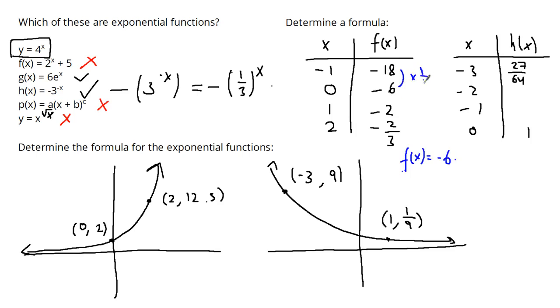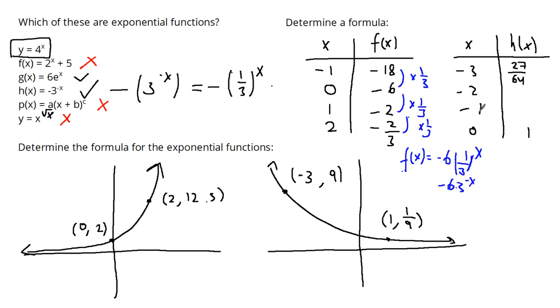You times it by 1/3, and then this one you times it by 1/3, and this one you times it by 1/3. So the formula is negative 6 times 1/3 to the x, or negative 6 times 3 to the negative x. They both work.